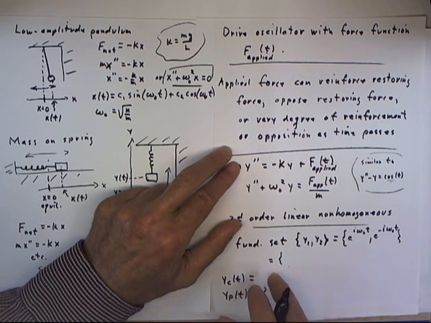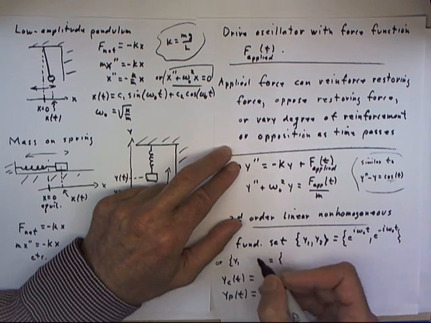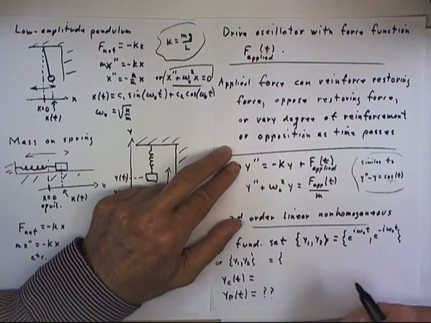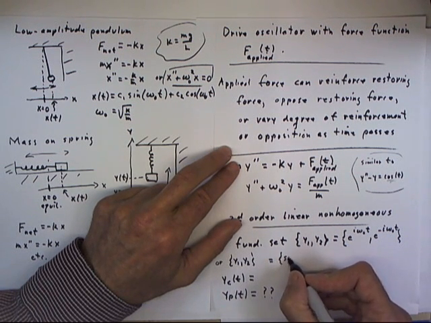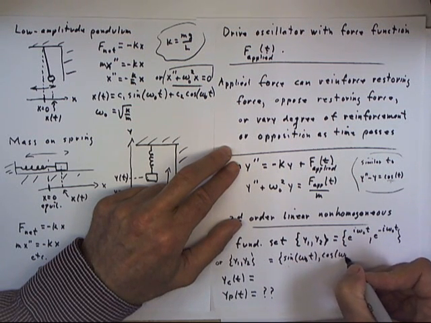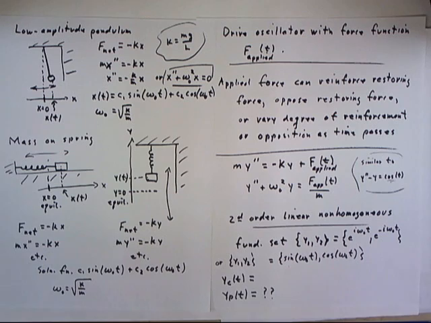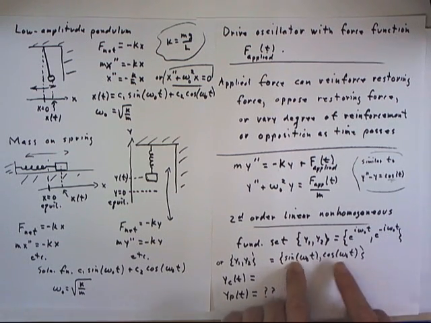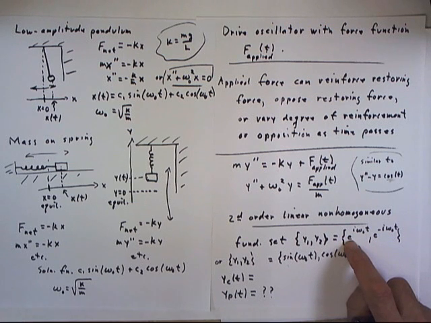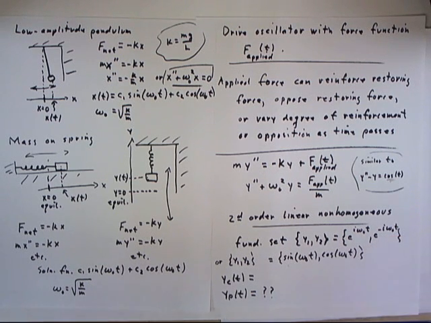Actually, I've got an equal sign here, and that's not appropriate. Let's just say we could have another equivalent fundamental set, which is just going to be the sine of omega naught t, cosine of omega naught t. Again, you should by this point understand the connection between this and this. We use the Euler identity. This is going to be cosine of omega naught t plus i sine of omega naught t. And this will be the cosine minus i times the sine of omega naught t.